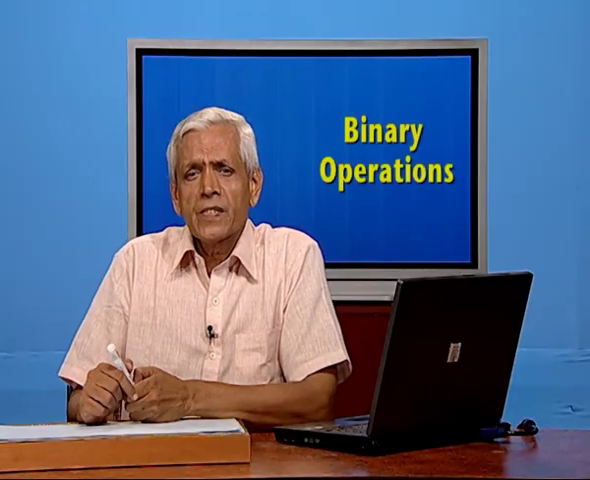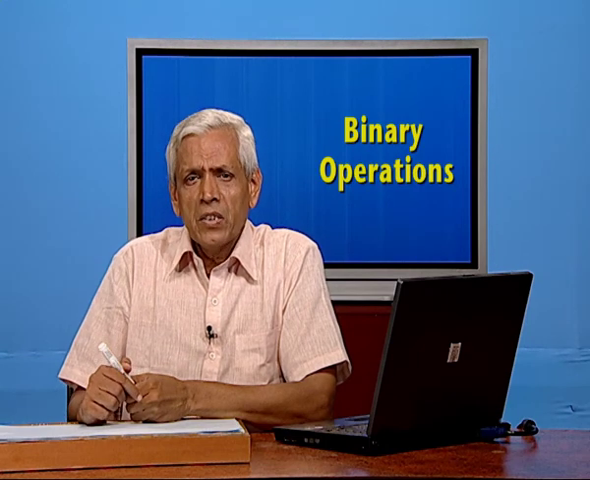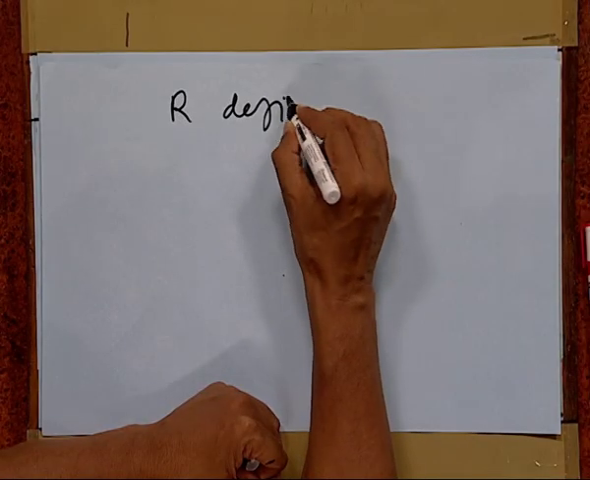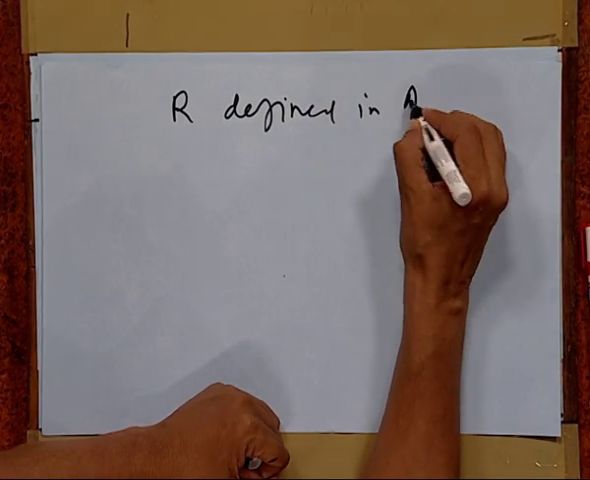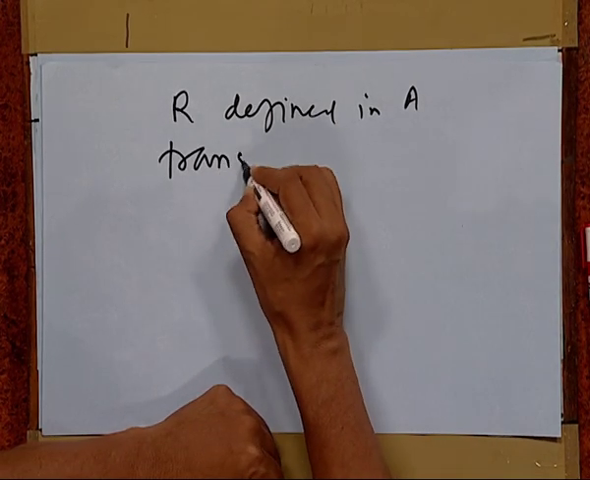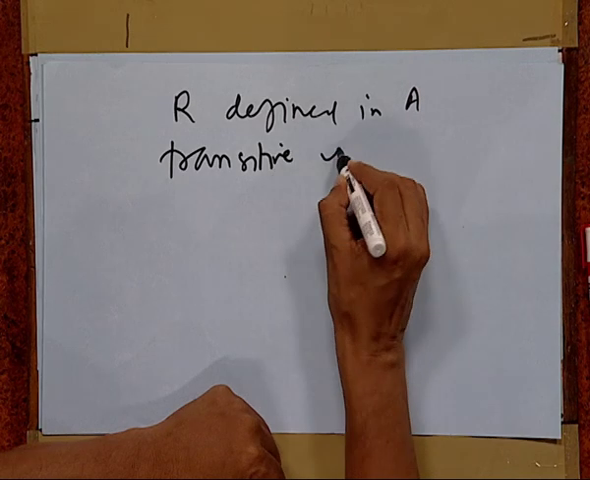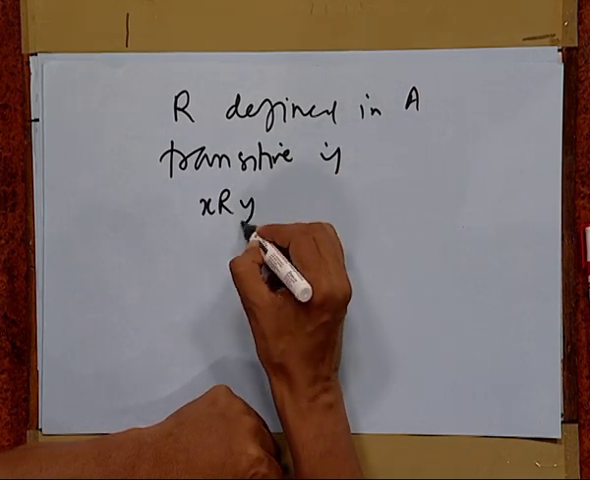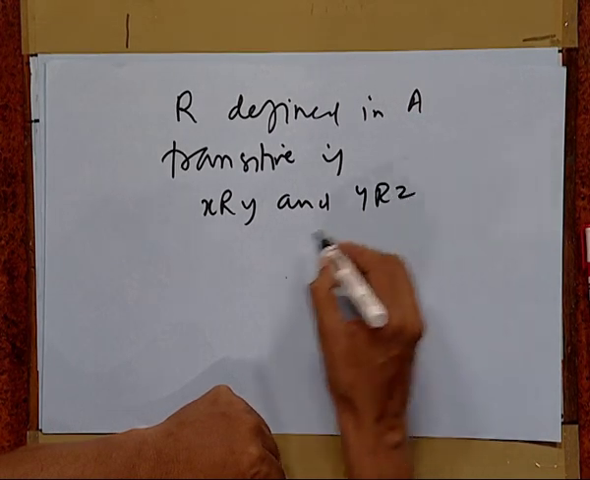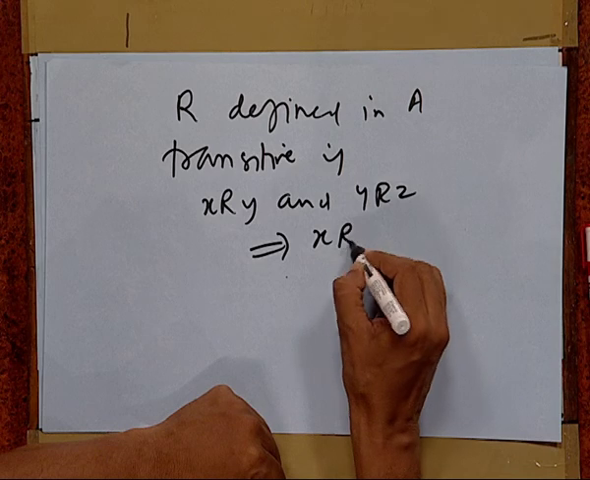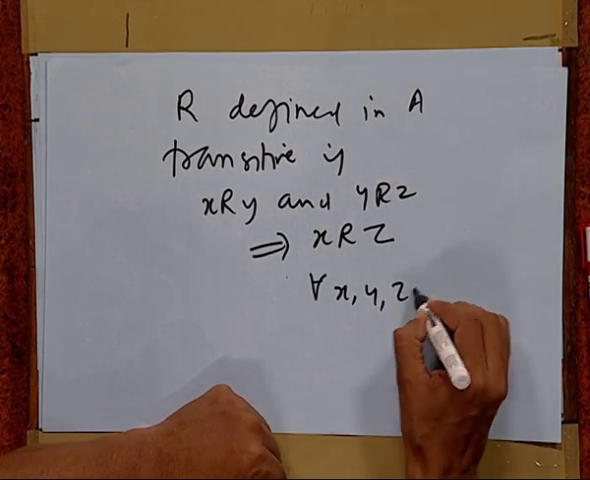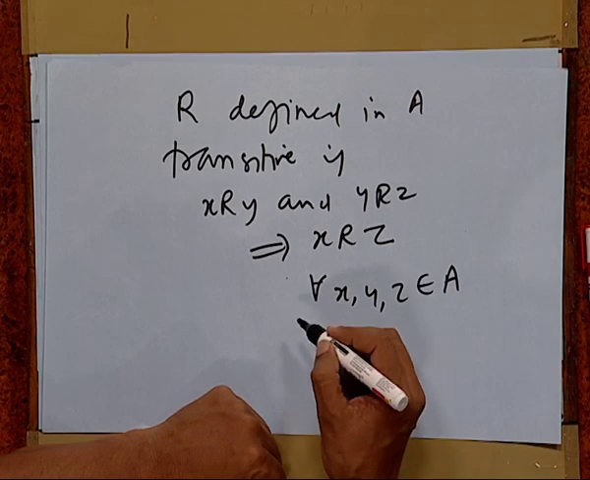The next point is relations which are transitive. A relation R defined in a set A is called transitive if xRy and yRz means xRz for all x, y, z belonging to A.